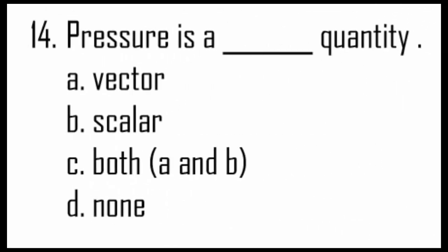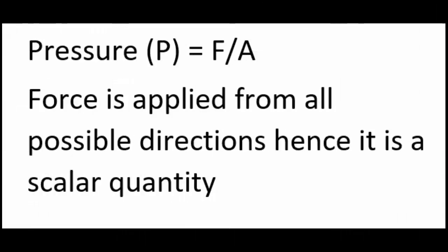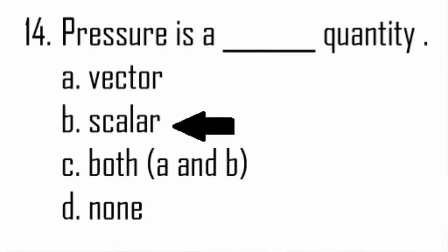Question number 14. Pressure is a scalar or a vector quantity? We all know pressure is force acting per unit area. But to change the pressure, force has to be applied from all possible directions. Since there is no fixed direction, hence pressure is a scalar quantity.